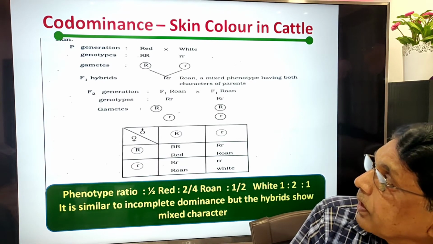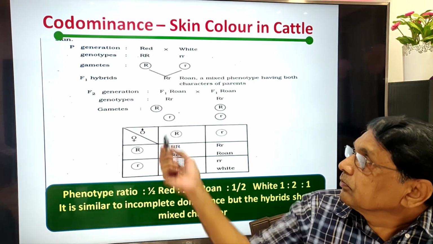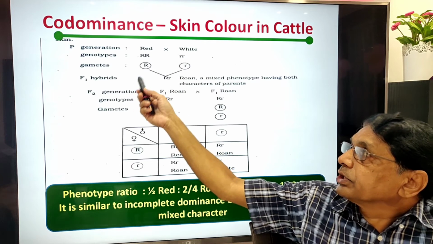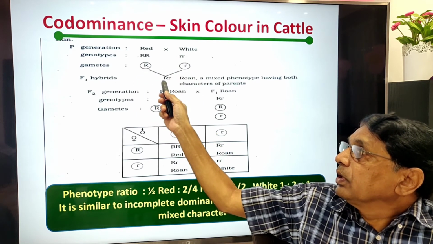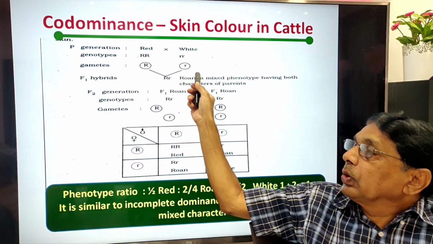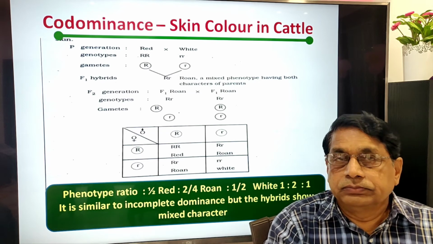This is skin color. Again, representation, genotyping: capital R, small r, capital R, small r. These are roan, with skin of mixed color.